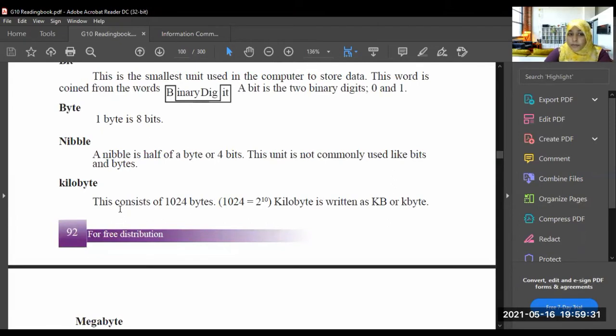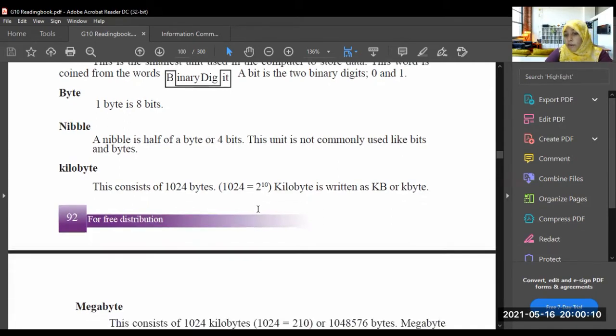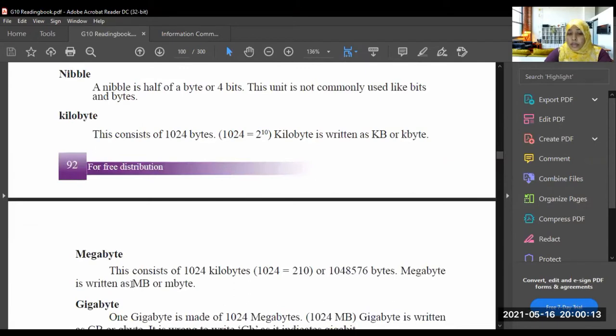Next one, kilobyte. Now mostly nibbles are not used, so 1 byte is equal to 8 bits. Then a kilobyte consists of 1024 bytes. A kilobyte is written as KB or K byte. This consists of 1024 bytes. 1024 bytes are equal to this much kilobyte. Understood?